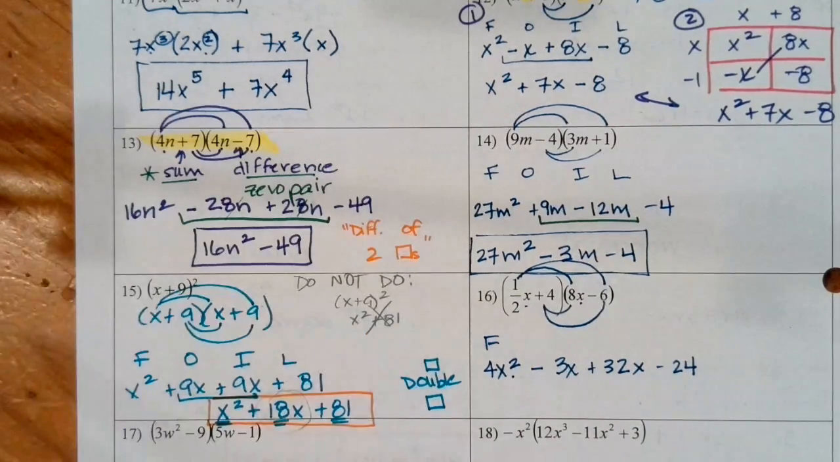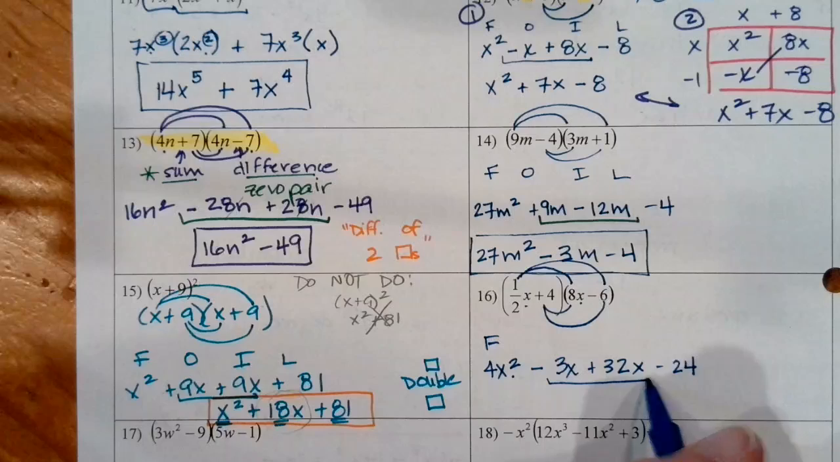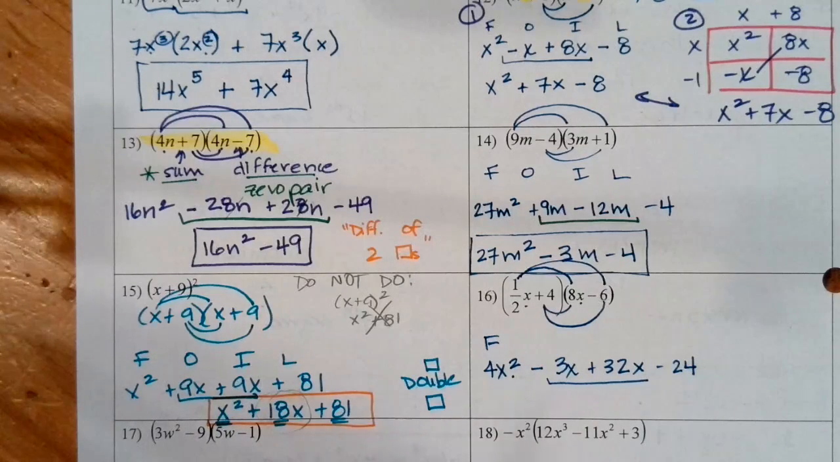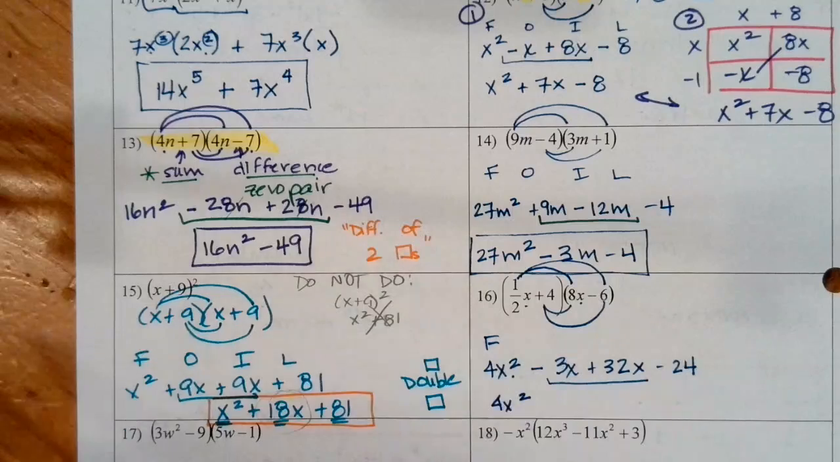Now, if I'm going too fast for you, you need to learn your math facts. So go on my Blackboard site, play some games, get better at it, because you need to be able to do this multiplication as quickly as I am doing it.